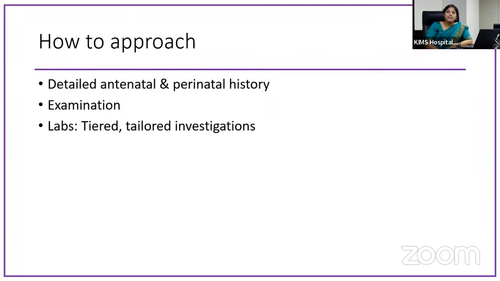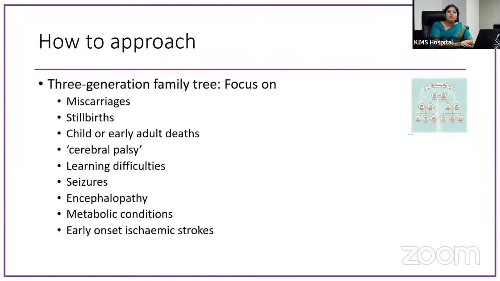So we do need a detailed antenatal and perinatal history because it clears out a lot of things. We need a good examination, and the labs need to be cleared, and investigations need to be tailored according to the clinical presentation of a child. So how do we approach?